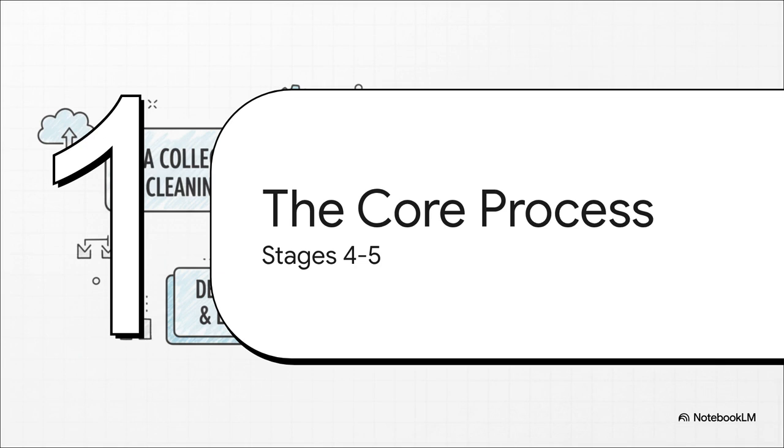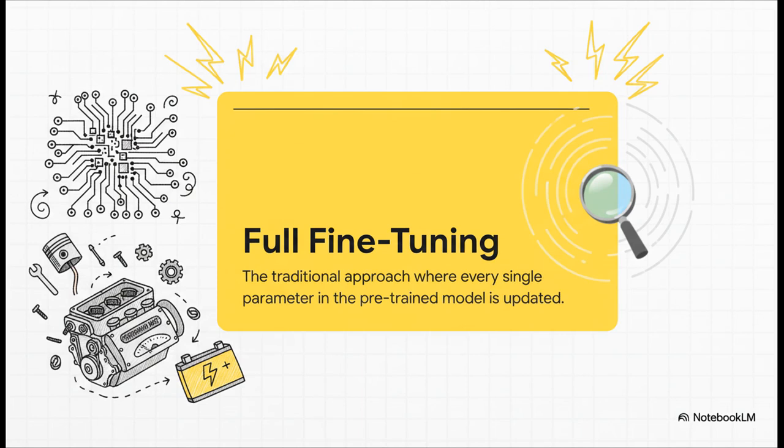It's kind of like a dance between teaching the model new skills and then rigorously testing its understanding. Let's dive in. So the traditional method is called full fine-tuning. This is the most thorough way to do it, where you update every single one of the billions of parameters inside the pre-trained model. Think of it like taking an entire car engine apart and rebuilding it piece by piece for maximum performance. It's incredibly powerful, but as you can imagine, it's also incredibly resource-intensive.